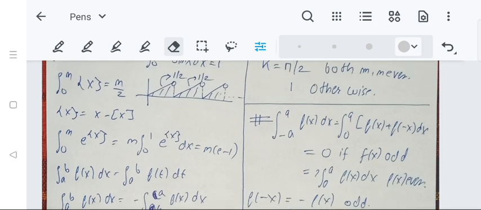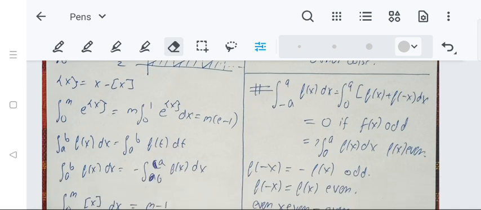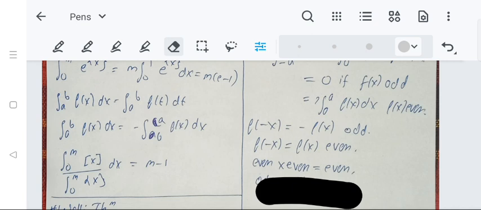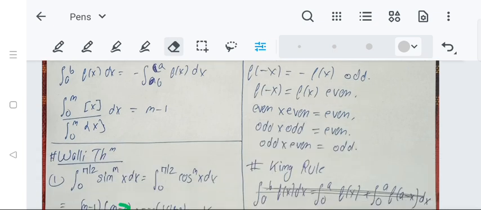Now another one is the integration from minus a to a of f(x). It can be written as the integration from 0 to a of f(x) plus f(minus x) dx. If f is an odd function, then it's simply 0, and if f is an even function, then it is twice the integral of 0 to a of f(x). Now how to find even and odd functions? If f of minus x is minus f(x), then it is an odd function, and if f of minus x is f(x), then it is an even function. And one more thing: even into even is even function, odd into odd is even function, but odd into even is odd function.